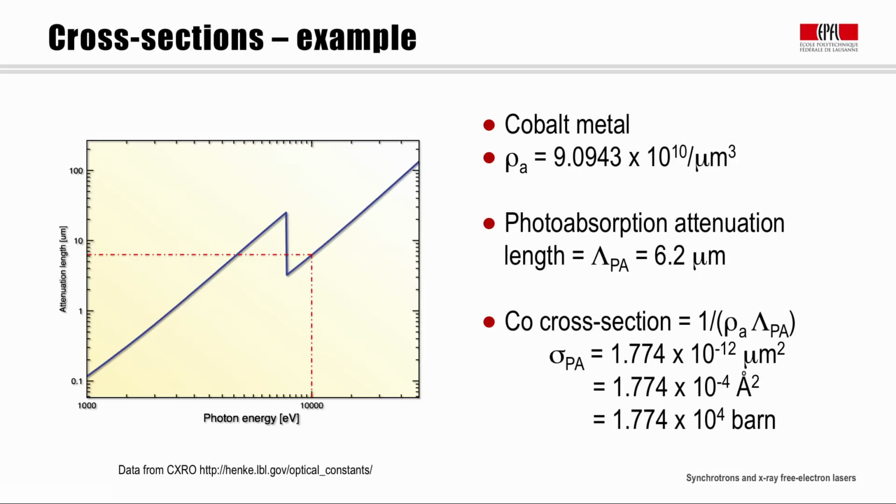As there are 100 million square angstroms per square micron, this equates to 1.774 times 10 to the minus 4 square angstroms. Now, an even more convenient unit to use is that of the barn, which has an area of 10 to the minus 28 square meters, or 10 to the minus 8 square angstroms. Cobalt therefore has a photoabsorption cross-section of 1.774 times 10 to the 4 barns.